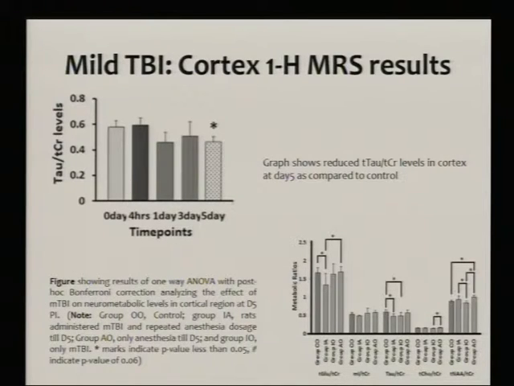So in the PMRS study, taurine was decreased at day 5 on repeated measures ANOVA. When we compared all the groups, taurine was again decreased in this group. And in the injury only group also, there was a decrease in taurine as compared to the control group. So we can say that the decrease in taurine is due to the injury, not because of the anesthesia.